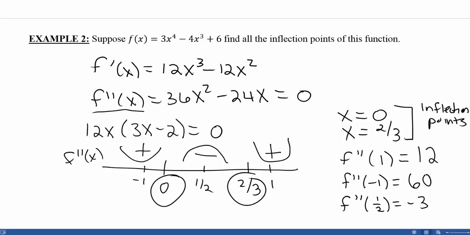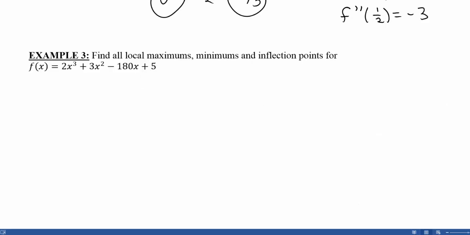Let's look at another example. Example 3. Find all local maximum, minimum, and inflection points for 2x cubed plus 3x squared minus 180x plus 5. Oftentimes, maximums, minimums, and inflection points are all grouped together because when we're finding first and second derivatives, we can use all of them simultaneously to find out different information. So let's take a look at this.